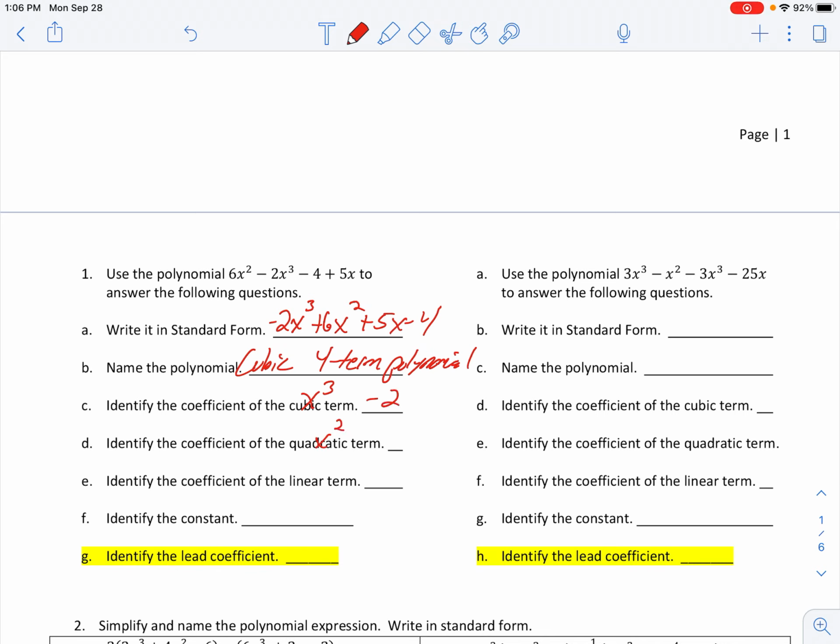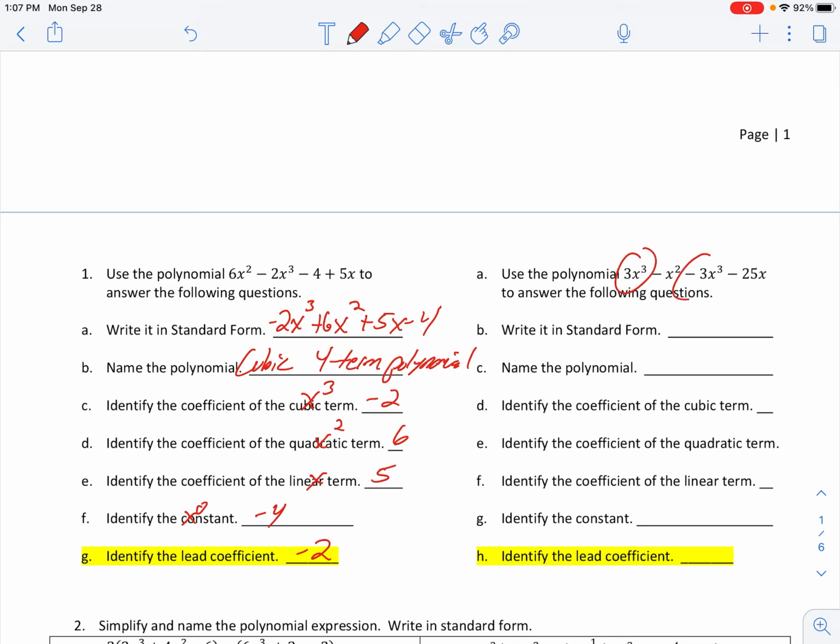Quadratic is x squared. So in this case, it's 6. Linear term is x to the first, so 5. And the constant is the one without the variable, which is technically x to the 0. And in this case, it is -4. Now, the lead coefficient is the number that is leading the standard form, which in this case is -2 because of x to the third, starting it off, -2. On all those, when you identify the coefficient, do not take the variable with it. It's just the number.